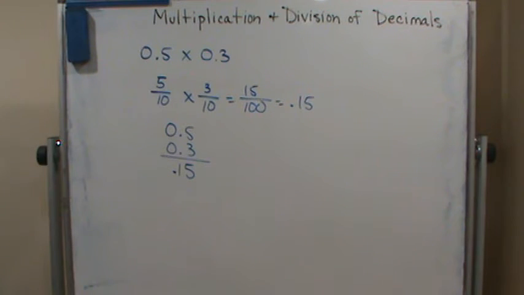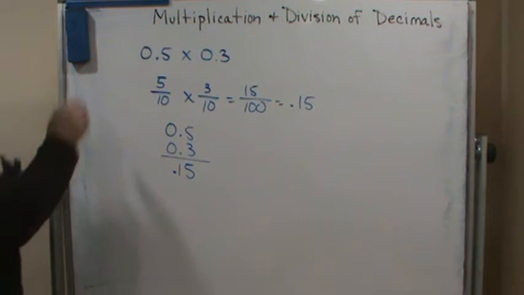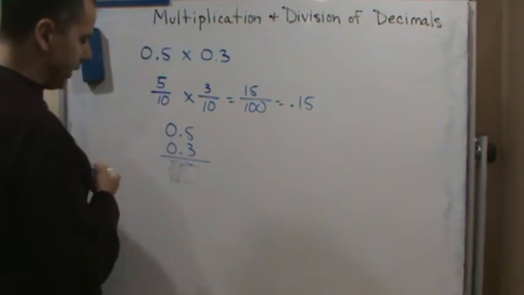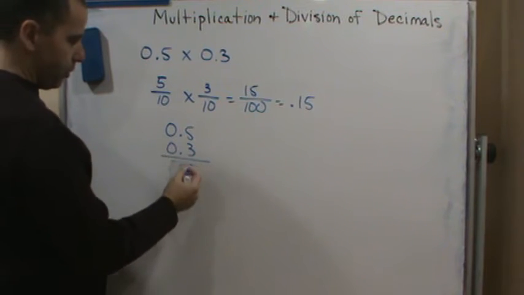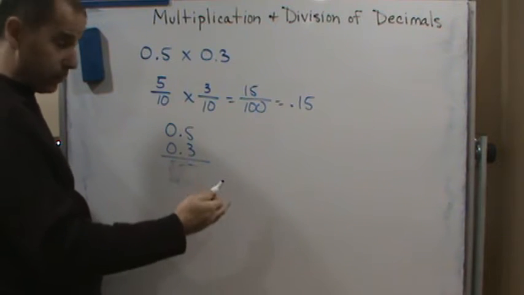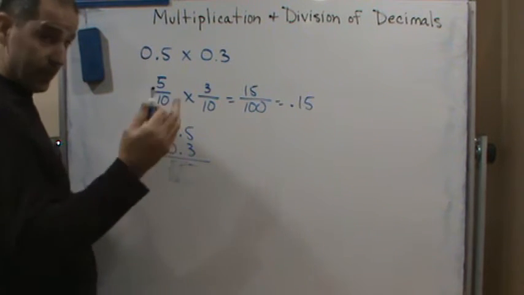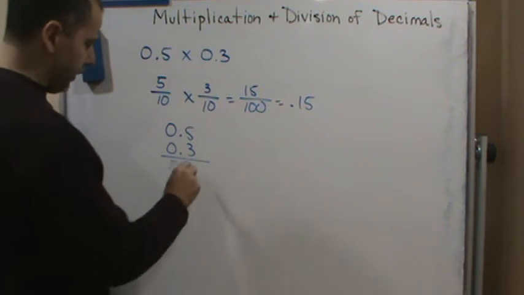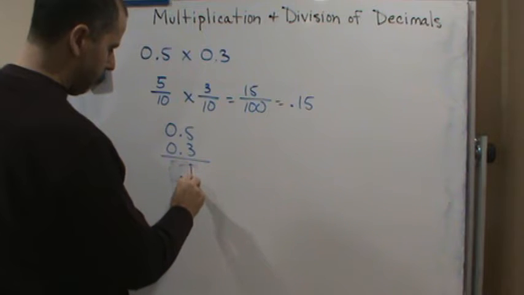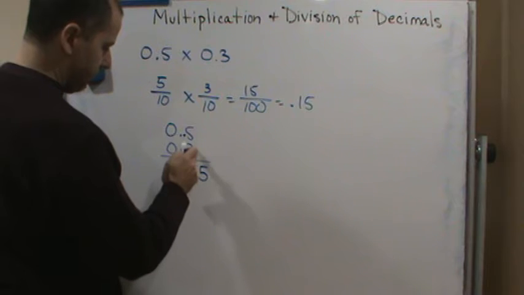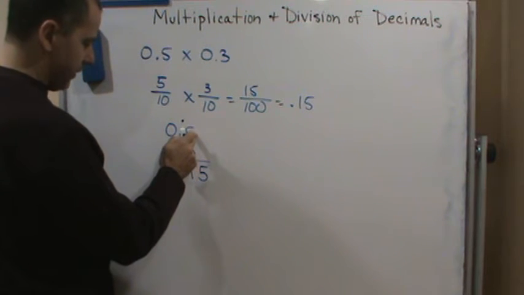It's not about lining up the decimal points, because remember, you're taking a fraction of a fraction in this case, right? So you're getting a smaller number. When you take a fraction of a fraction, you're going to end up with a smaller number, not a bigger number. That's the thing about fractions. So 3 times 5 is 15, but it's going to be 15 hundredths, right? Because this is tenths of tenths.